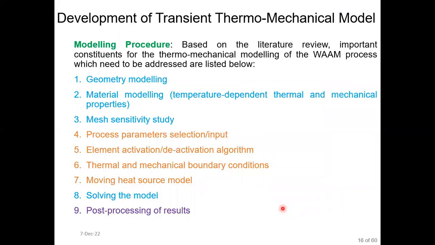So this slide is basically showing the modeling procedure. The first three points are like a standard input to any finite element engineering problem solving procedure: geometry modeling, material modeling, and mesh sensitivity study. After that, points 4 to 7 are very specific to this type of modeling, because this is basically a model of a moving heat source. So process parameter selection is based on some pilot experimentation, then element activation and deactivation algorithm, thermal and mechanical boundary conditions, and moving heat source modeling. These specific points are discussed in the further slides one by one.